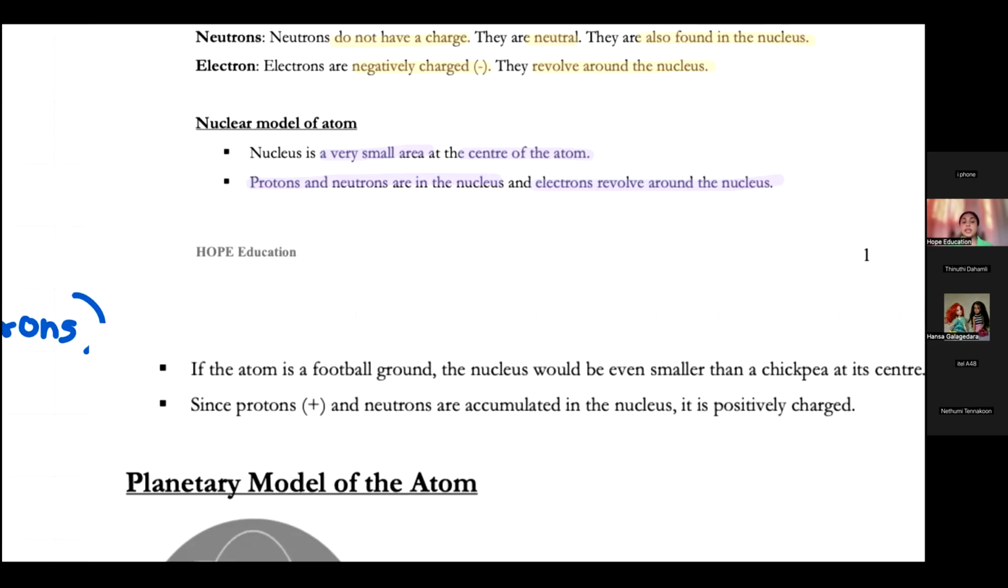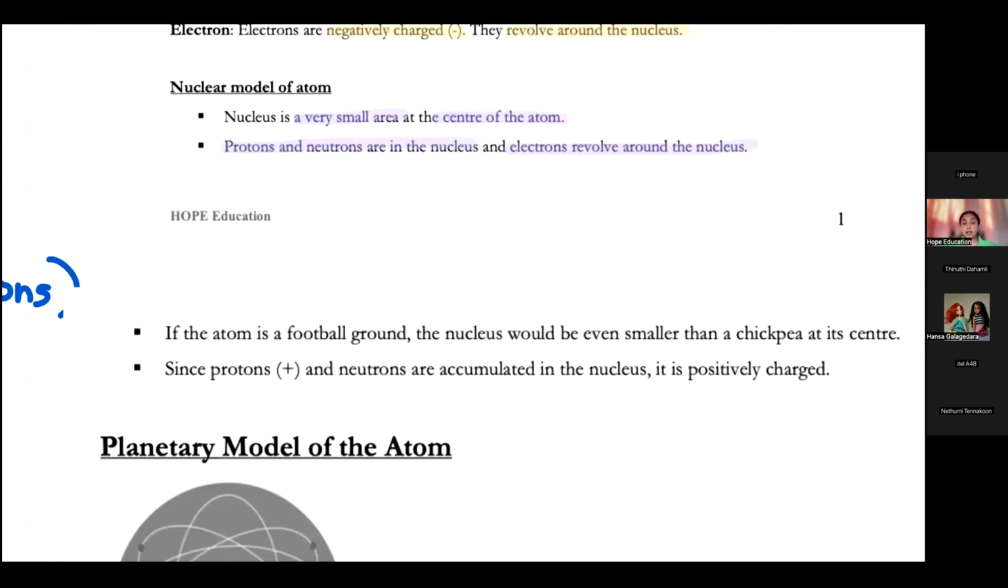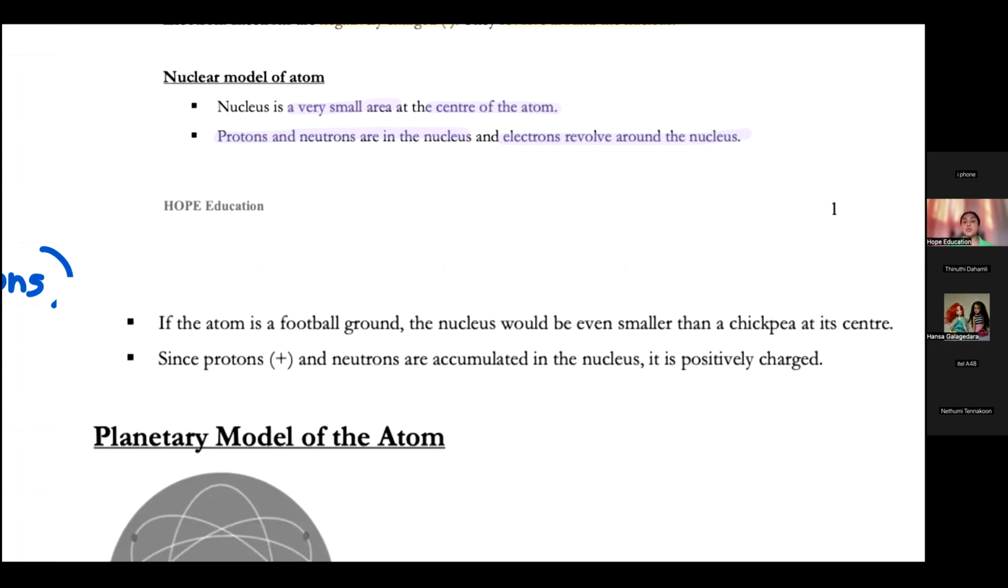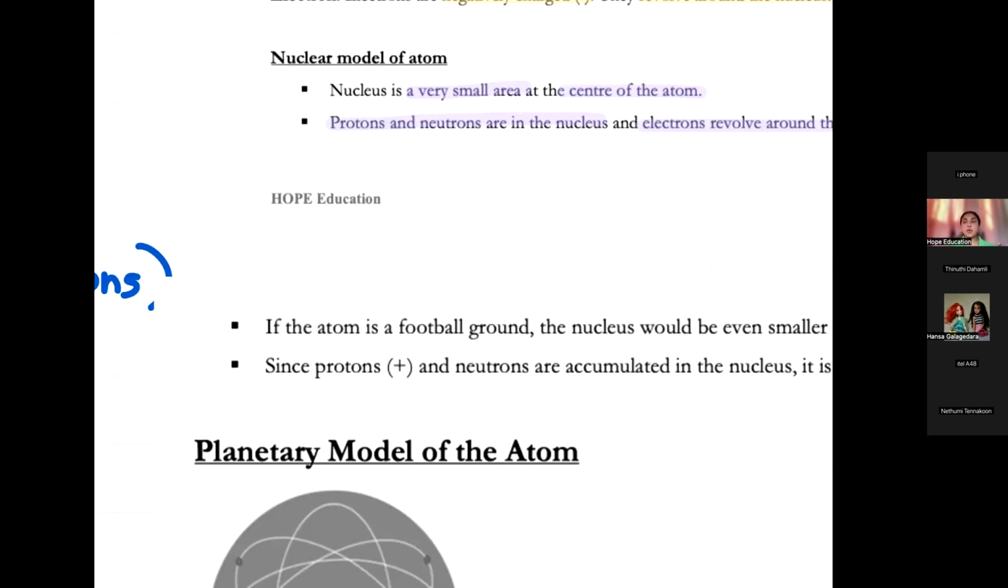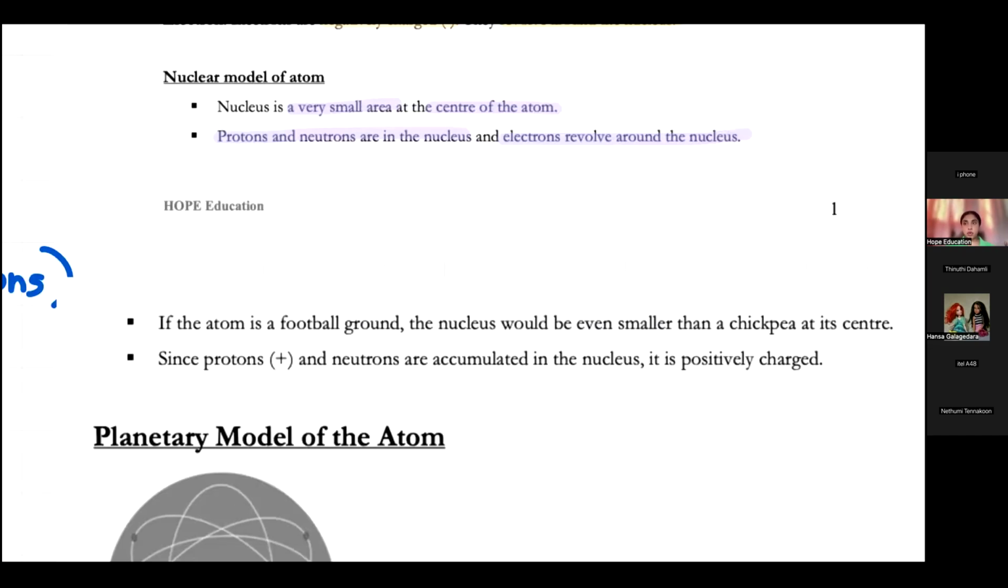Here it says, if the atom is a football ground, the nucleus would be even smaller than a chickpea at the center. So children, if you imagine the atom as a football ground, just imagine a football ground. You may have seen a football ground, or imagine a ground of some other sport. Imagine there is a chickpea in the middle. What is a chickpea? A chickpea seed is in the middle of the ground.